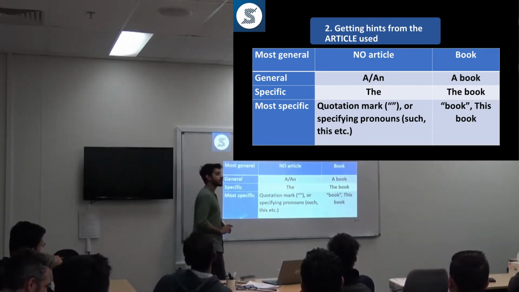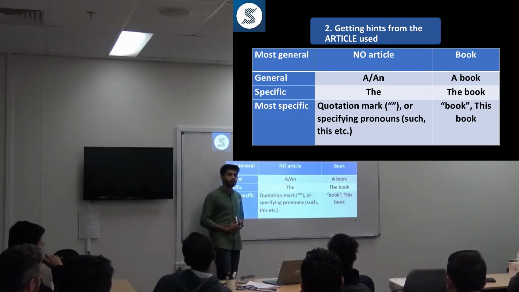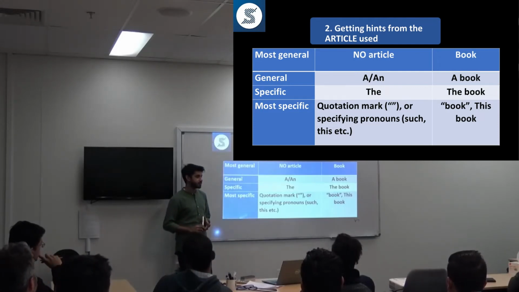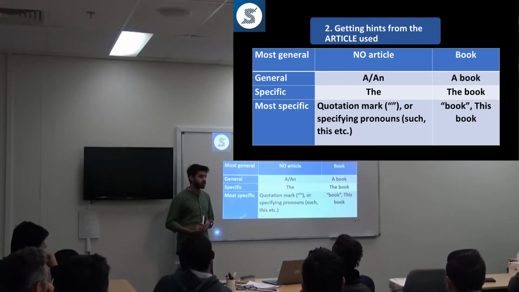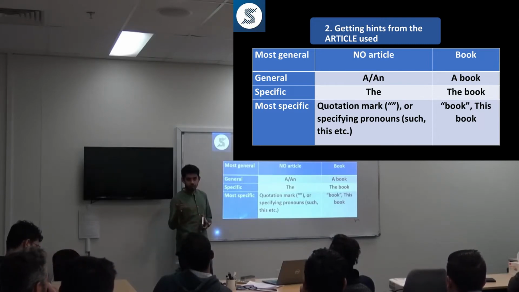What's the purpose of using an article? Why do we use it? Define specific or non-specific. Not non-specific. To specify. Very good. We use the article, we use "the", to specify.